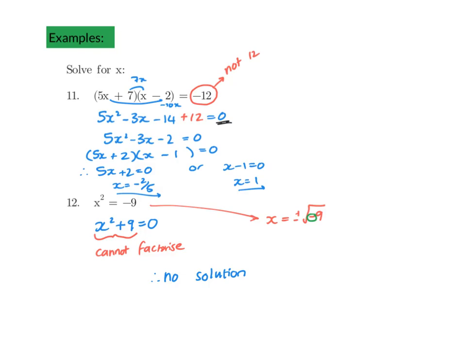So like I said, for quadratic equations, most of the time you'll have two answers. Sometimes you'll have one solution that's repeated, and very occasionally you'll have situations where you actually can't find a solution.